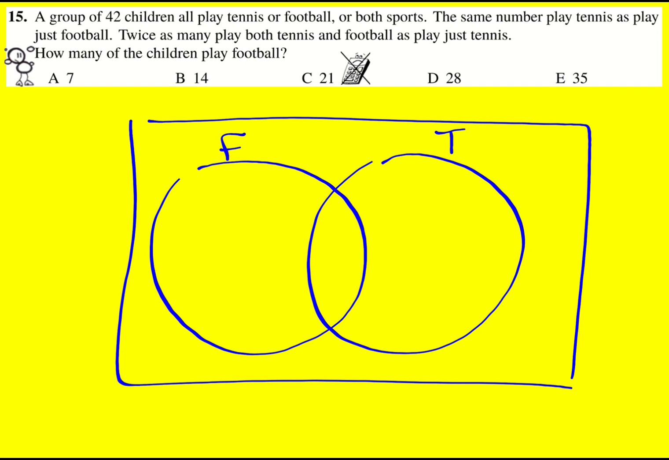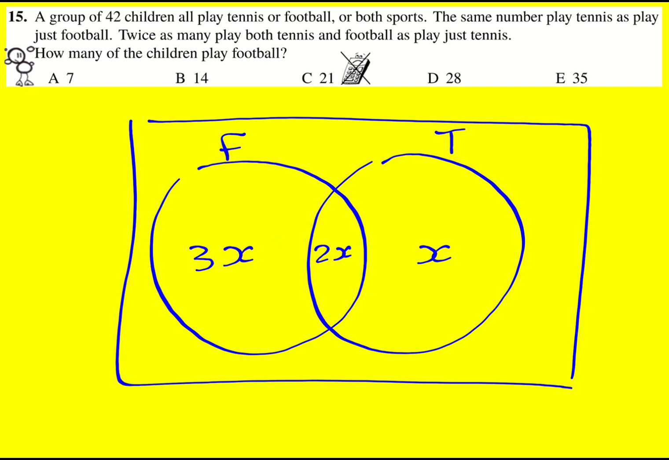And we start out by looking at the fact that twice as many play both tennis and football as just play tennis. So I'm going to label this one X. Those just play tennis. And that means that 2X play tennis and football. So I've used that fact. And then we've got 3X playing tennis overall, and it says the same number play tennis as play just football. So that means that we also put 3X here.